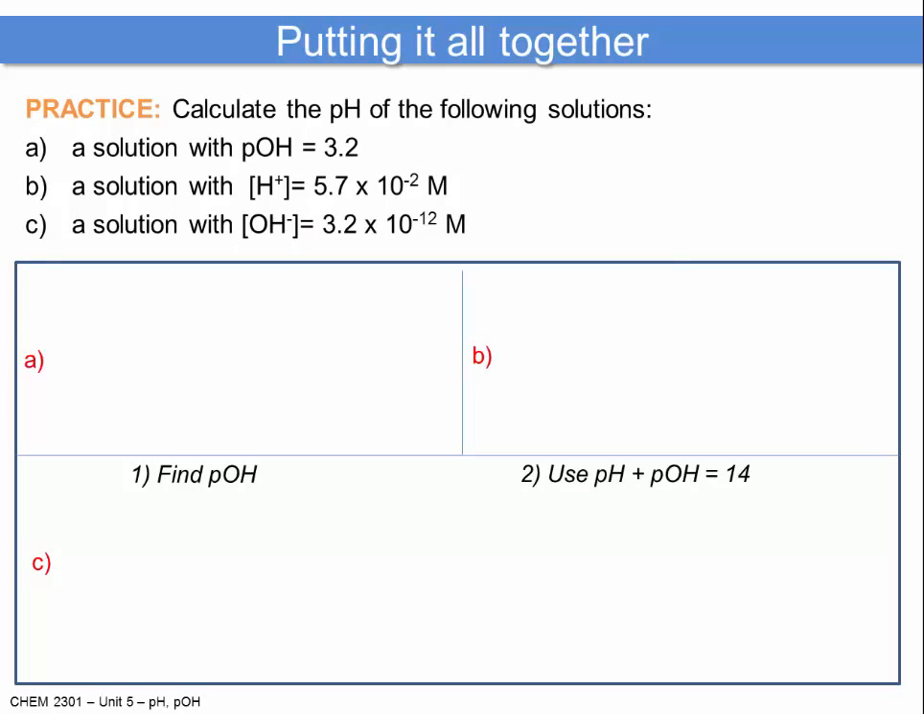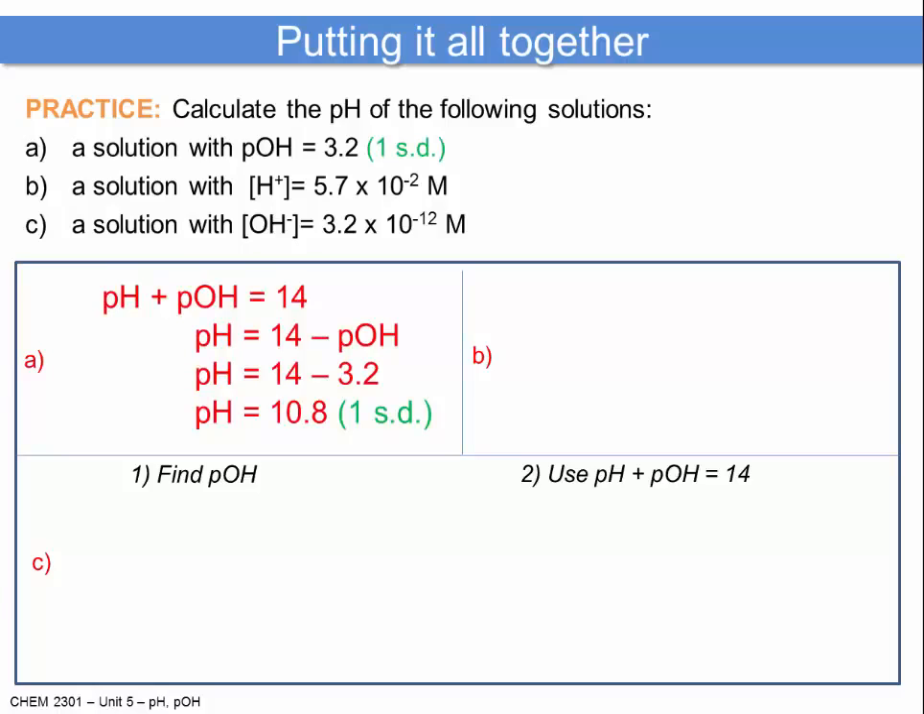So in the end, putting it all together, calculate the pH of the following solutions. A solution with pOH of 3.2, a solution with a hydrogen ion concentration of 5.7 times 10 to the negative 2, and a solution with a hydroxide ion concentration of 3.2 times 10 to the negative 12. For part A, we want to find the pH given the pOH of 3.2. The pH plus the pOH will equal 14. If we rearrange that equation, 14 minus the pOH will give us the pH. We need to keep track of the one significant digit in the 3.2, and so our answer for pH, 10.8, has one significant digit.